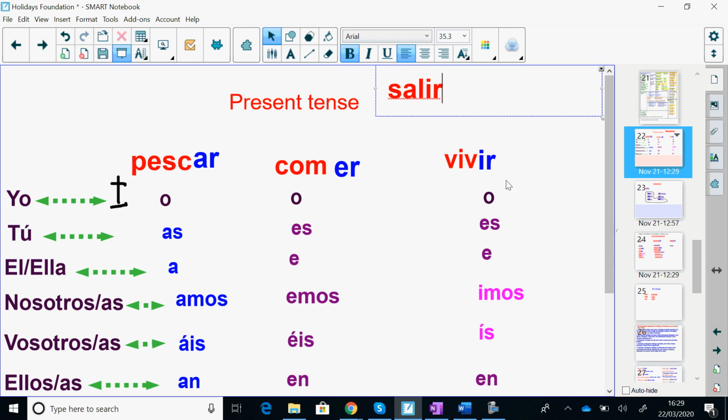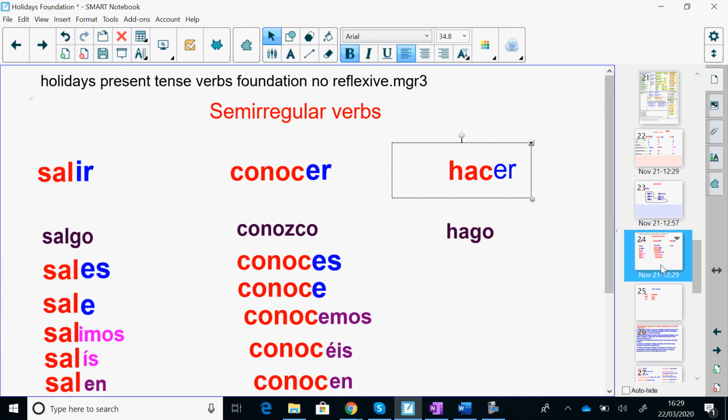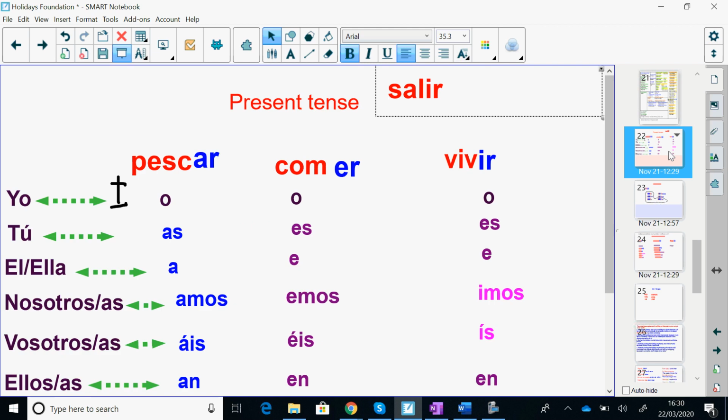Salir is an I verb, but remember, it's also an irregular verb. So remember that the first person, you need to know by heart, which I know we know. So how do you say, I go out? I go out with my friends. That's it, salgo, like my name.